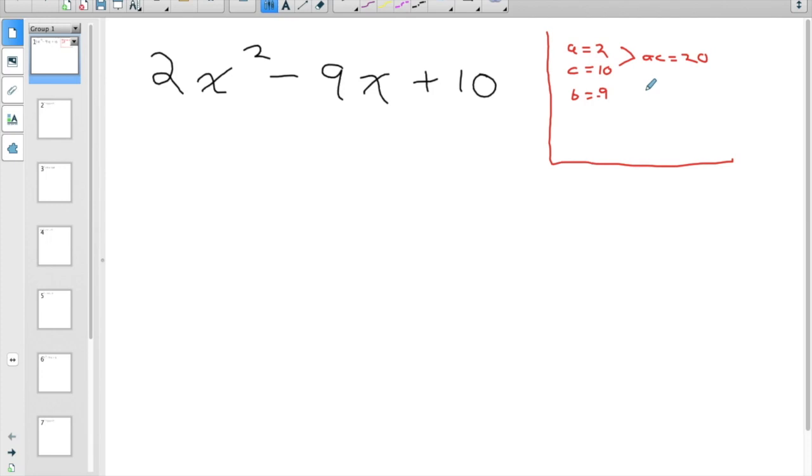And we need two numbers that multiply to give us 20. So m plus n must add to give us negative 9. They must multiply to give us 20.